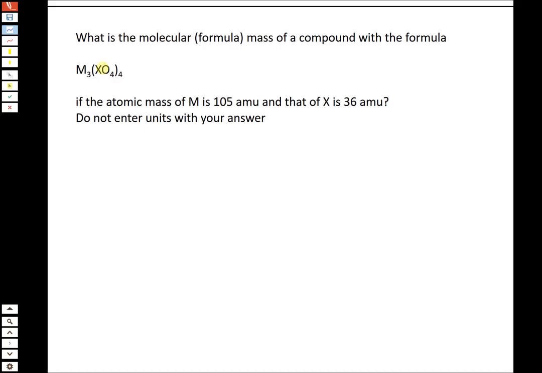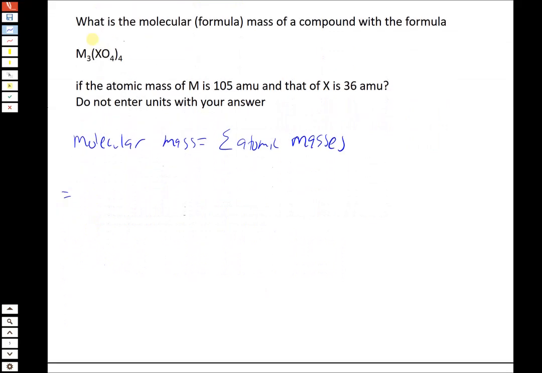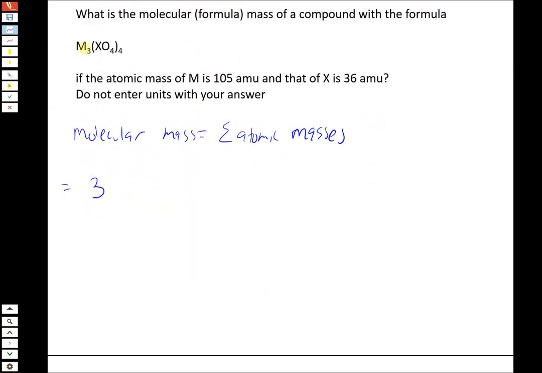And we want to know, if these are the atomic masses of M and X, what is the molecular mass of the compound? Whenever we're calculating molecular mass or molar mass of a compound, it's going to be just the sum of the atomic masses in the formula. Again, sigma means sum. We take all the atomic masses in the chemical formula and we add them up. So in this problem, we have three metals. It's M3. So we have 3 times the atomic mass of the metal. Now for X, we have (XO4)4.